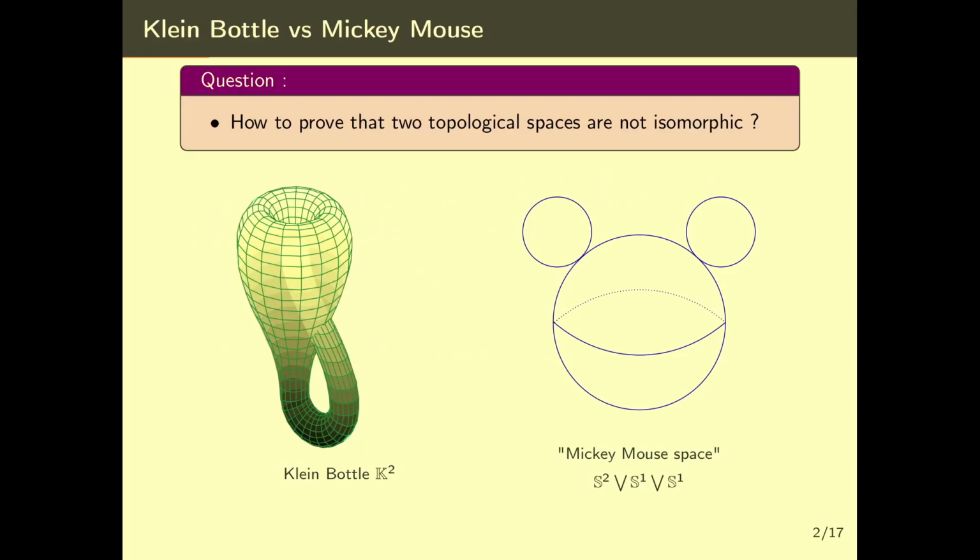Well, a question that you may have is how can I prove that two topological spaces are not isomorphic? If you fix a bit the Klein bottle and the Mickey Mouse space, you can kind of intuitively see that those spaces are not isomorphic as topological spaces. And still, it's quite hard to come up with a mathematical argument of why. And so that's why we invented cohomology and cohomology groups.